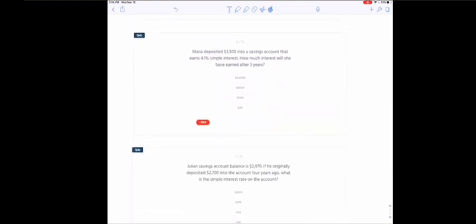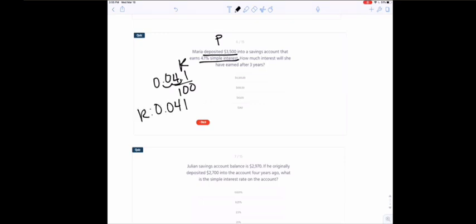Number 6 says, Maria deposited $3,500 into a savings account that earns 4.1% simple interest. How much interest will she have earned after 3 years? So, deposited $3,500, that's principal. Into a savings account that earns 4.1 simple interest, that's my rate. Let's convert it real quick. 1, 2. So this becomes 0.041. How much interest means we're looking for interest. Time is 3 years. Let's plug it in. Interest equals 3,500, which is the principal, 0.041, which is the rate, and time, which is 3 years.